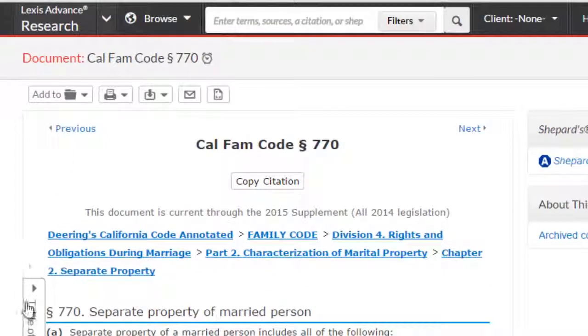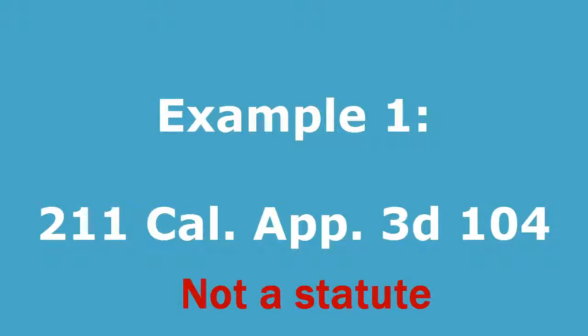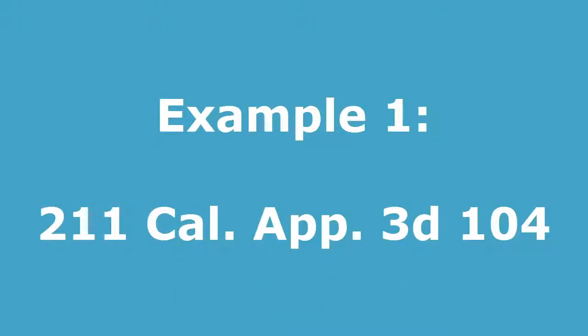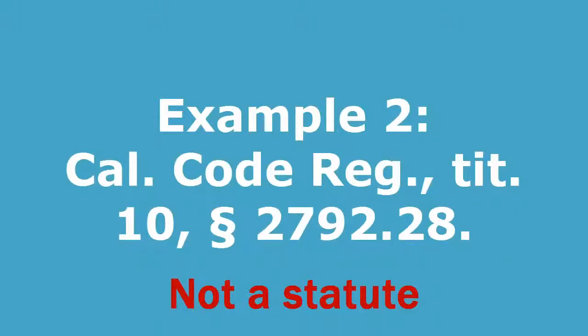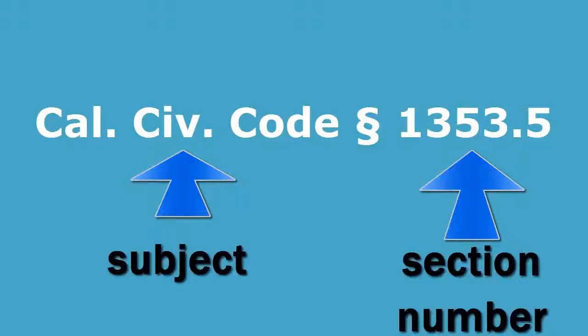If you start scrolling here, you're paging through the code sections and you can see other laws in the same area. Let's look at a few examples to practice. So, is this a statute? No, this is a case citation. So, is this a statute? No, this one's sort of tricky. It says CCR, that stands for California Code of Regulations, which are in fact the publication that publishes regulations and not statutes. Remember that California statutes will generally look like this.